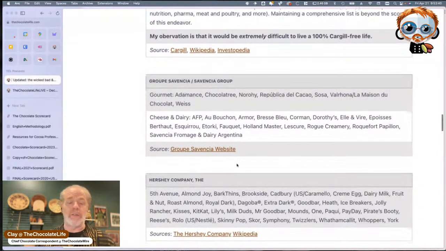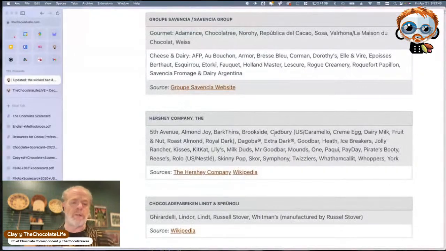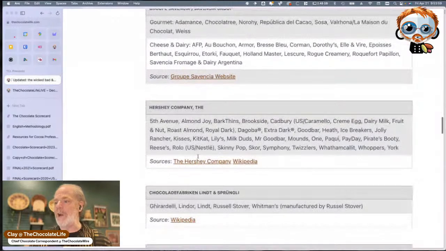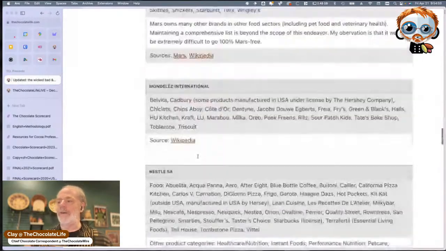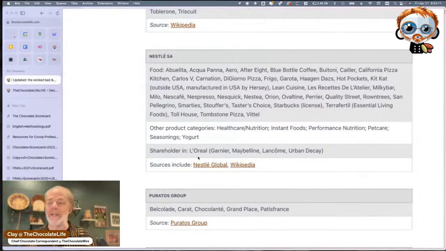So if you decide you don't want to do business with the Hershey company, here are a bunch of brands that are associated with Hershey. You might not know that they are in fact owned by Hershey. And here are some of the relationships. For example, Rolo is manufactured in the United States by Hershey, but the brand is owned by Nestle. So if you want to come down here and find out about Nestle, you find that if you don't want to have any business with Nestle, you may have to give up on Perrier, for example, right? Who knew they were a Nestle brand?